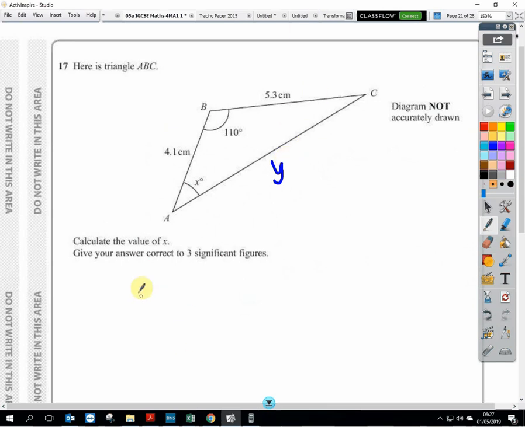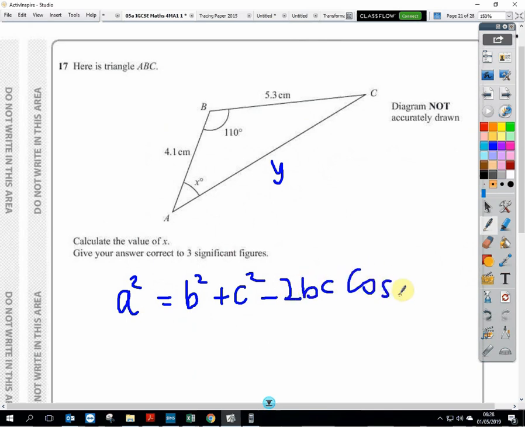Okay, so let's have a go then. The cosine rule from the formula sheet is a squared equals b squared plus c squared minus 2bc cos of a.